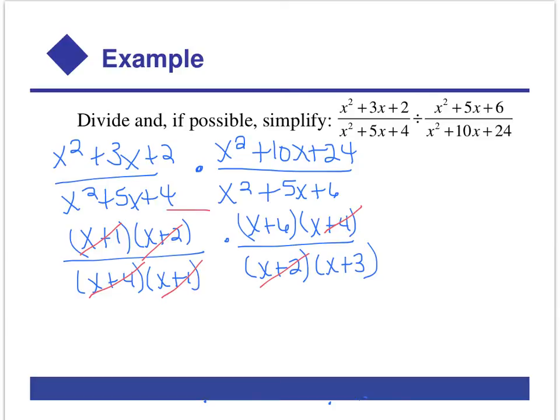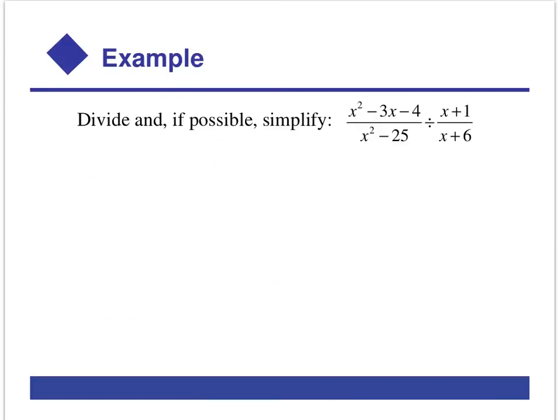Well, this whole section right here canceled out of everything. So we are simply left with x plus 6 over x plus 3. So all those trinomials simplified down to x plus 6 over x plus 3. All right, the last one.